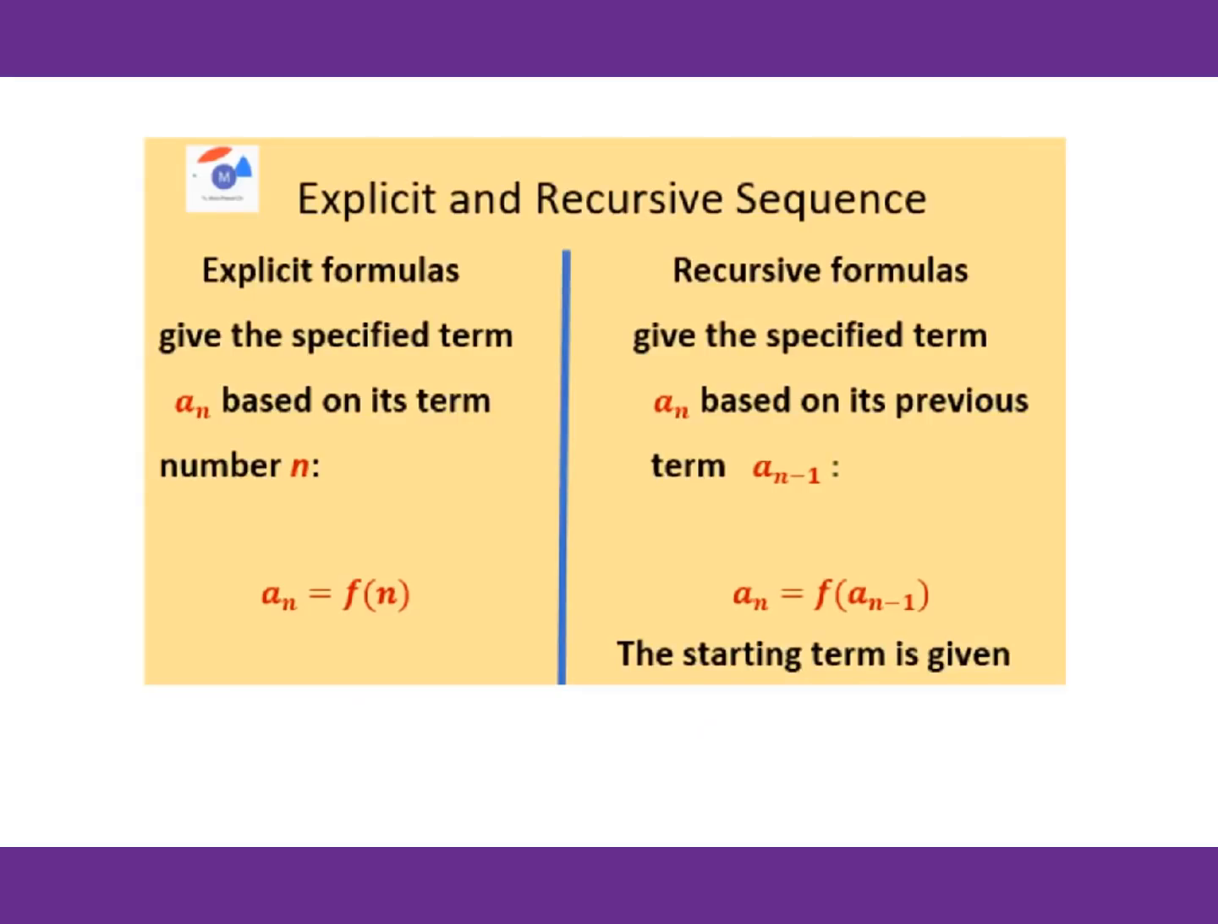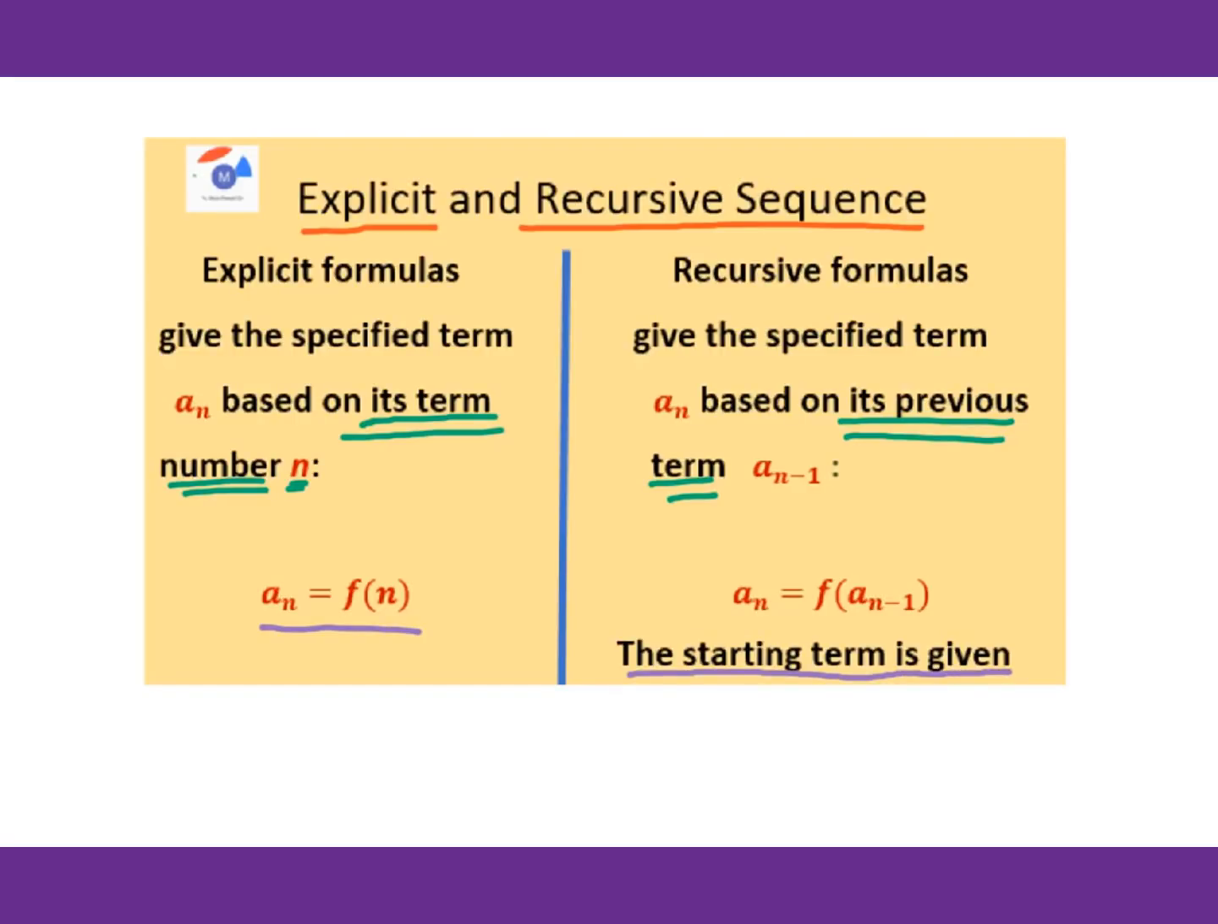For sequences, we have explicit and recursive formulas. Explicit formulas give the specified term a sub n based on its term number n. So you get a sub n equals f of n. Recursive formulas give the specified term a sub n based on its previous term, a sub n minus 1. For recursive formulas, the starting term must be given.